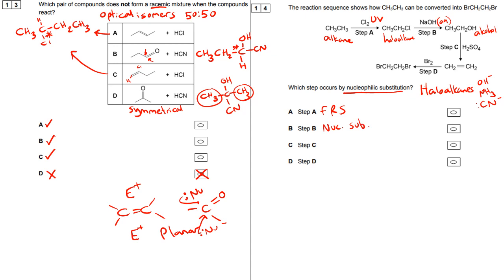If you weren't sure about this between the other answers, let's just check step C. Step C, you have an alcohol and you're going to an alkene using concentrated sulfuric acid. So you're removing a water molecule, you're dehydrating it, so elimination is occurring in step C. And finally step D, you're going from an alkene, adding a halogen, the double bond breaks, and you're getting a bromine atom on each side of the double bond. That is electrophilic addition, which we saw in question 13.